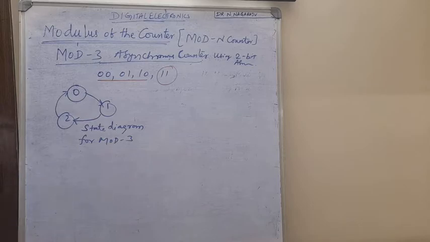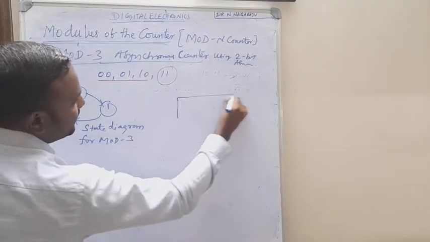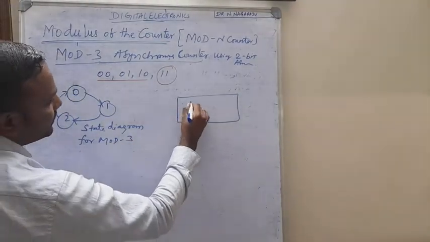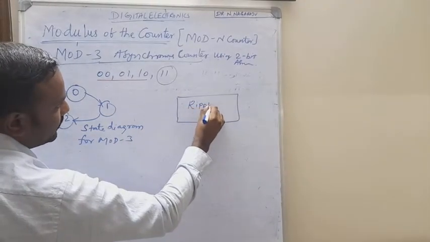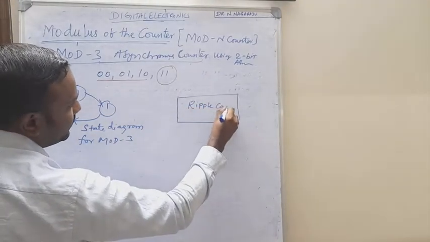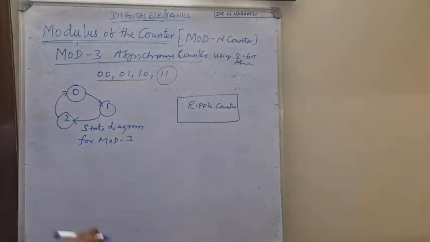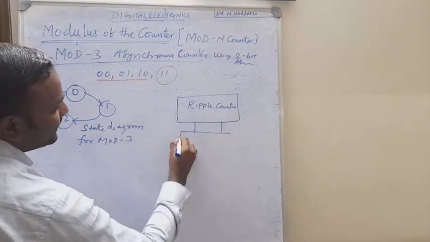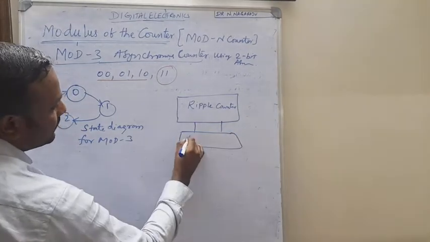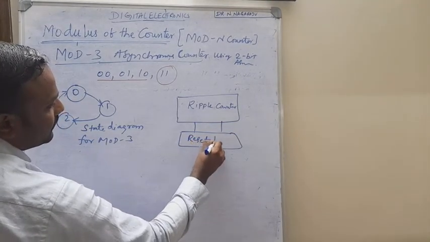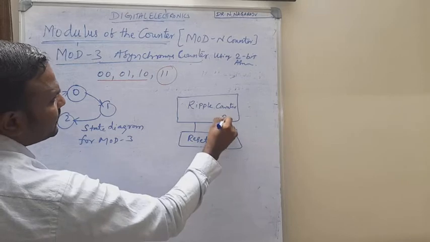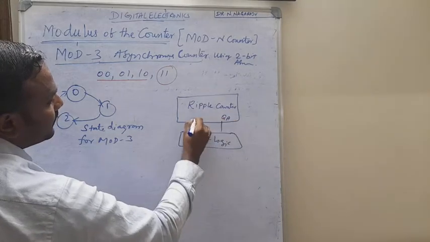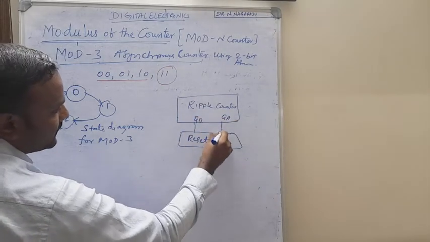Now I am going to give the basic block diagram. This is a 2-bit ripple counter. You have to design the ripple counter, and the ripple counter outputs should be given to the reset logic. So one reset logic should be there. Here, for 2 bits, you will get QA and QB.